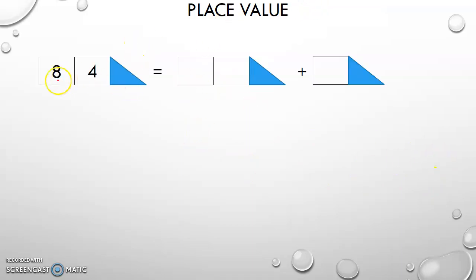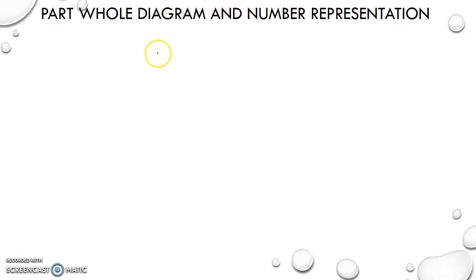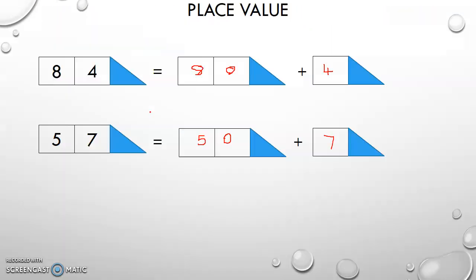Place value. Place value in the missing numbers ആണ് ഇവിടെ തന്നിരിക്കുന്നത്. 84. ഇത് ടെൻസും വൺസും. 84ൽ എത്ര ടെൻസ് ഉണ്ട്? We have 8 tens, that is 80. 8 tens and 4 ones. 84 is 8 tens and 4 ones. 57, similarly 57 is 5 tens, 50, and 7 ones. 50 plus 7, 57.